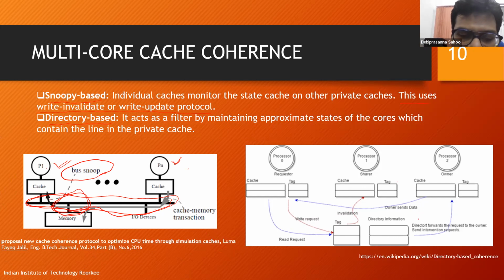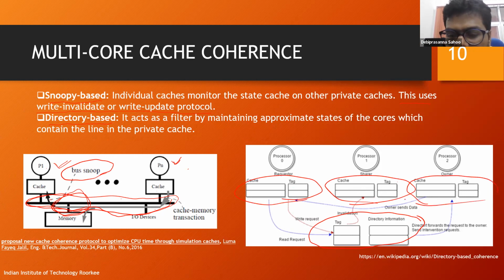is stored. You can say that this is the directory and these are the caches, the private caches. The directory is supposed to store information. The directory is available with the shared cache, and it is supposed to store the state information, not the data, the state information of the lines which are present with the private cache. So the directory kind of acts as a filter to approximate the states of the cores containing the line in the private cache.